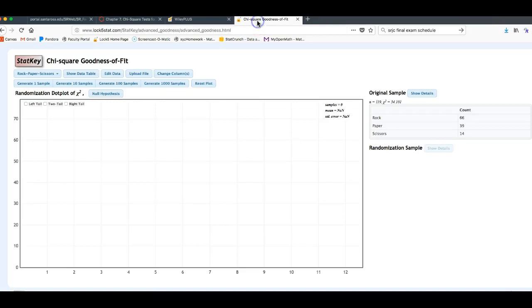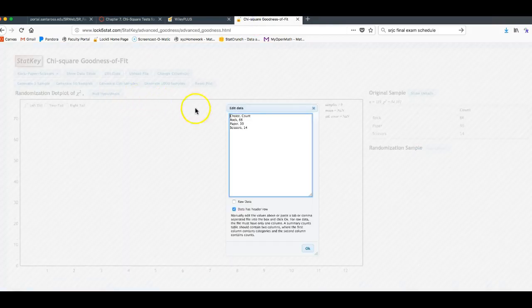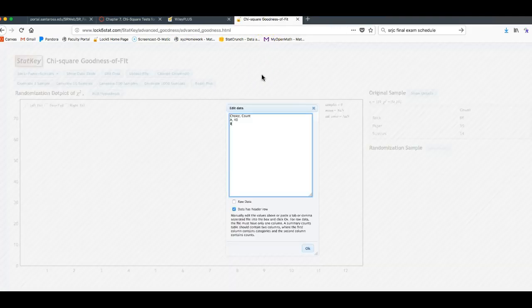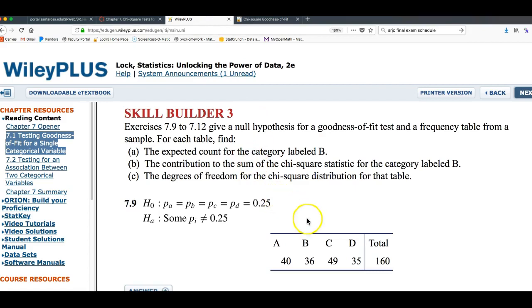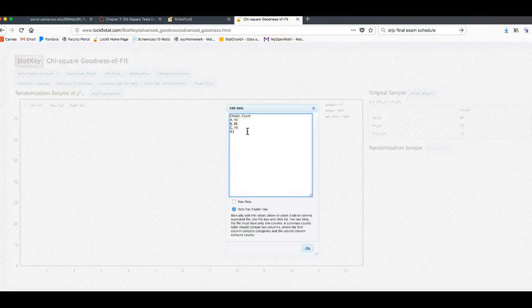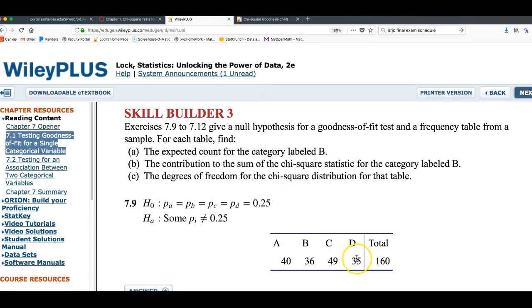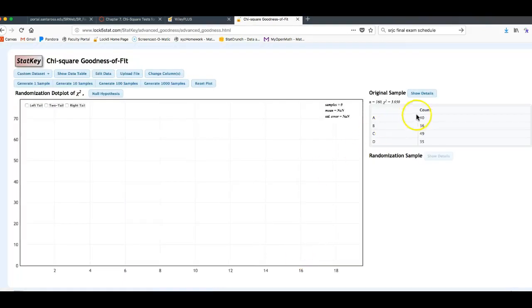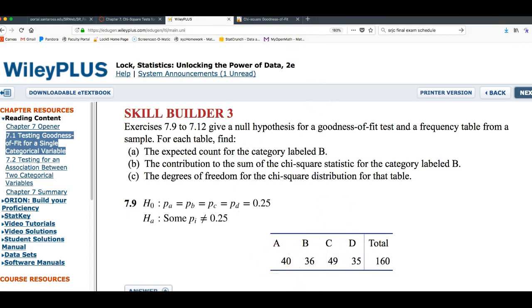What I want to do is enter the observed data into StatKey. So I'm going to click Edit Data, and we're given rock, paper, scissors. I don't want that. We have category A, and that value I believe was 40. Category B was 36. Category C, going back, is 49. And category D is 35. So I've entered in the data into StatKey. I'm going to click OK. Double check. I got 40, 36, 49, 35. All right, make sure the data matches up.